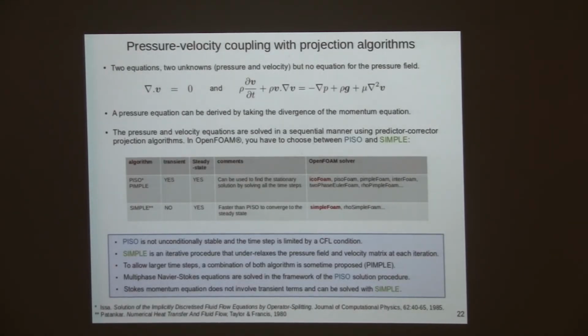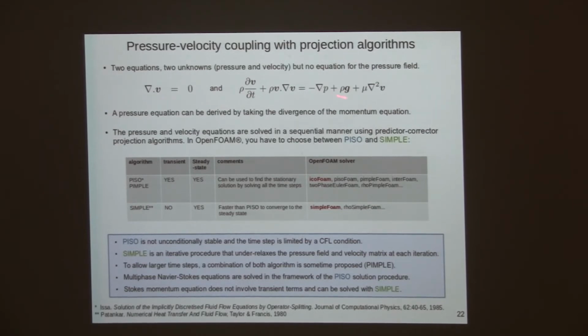A few words about the solution algorithm for OpenFOAM. We have mainly a mass balance equation, a divergence-free equation, and a momentum equation here, and we have two unknowns, velocity and pressure. Actually, if you write it out in components, you have four unknowns, three components for the velocity and one for the pressure, and the same for the equations.